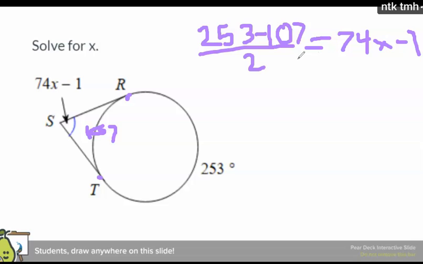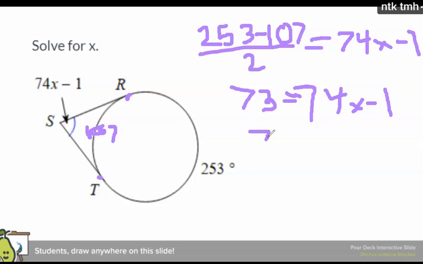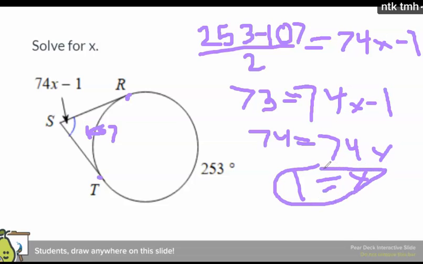So what's nice about this is you don't have to multiply by 2 on both sides because there's no variables on the left-hand side of the equation. So in your calculator, you can just do 253 minus 107. You get 146. And then divide that by 2, and you end up with 73. So we would get 73 equals 74, that's supposed to be 7, x minus 1. If I add 1 on both sides, I'd get 74 equals 74x. And so x is going to be 1. So hopefully you guys are seeing how all of that comes together.